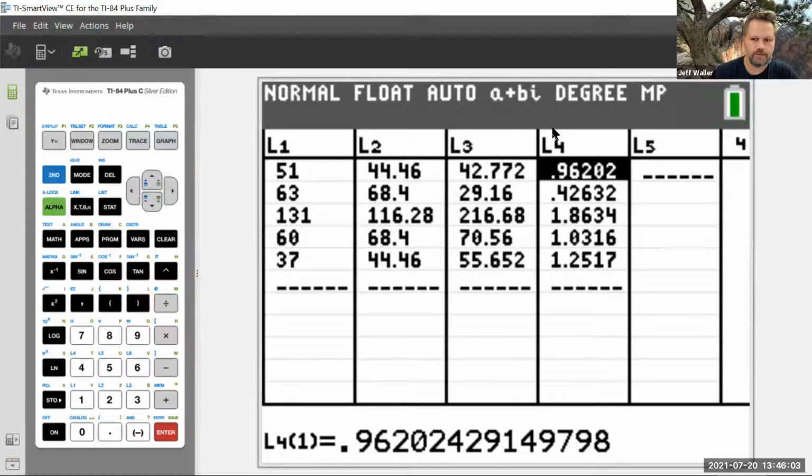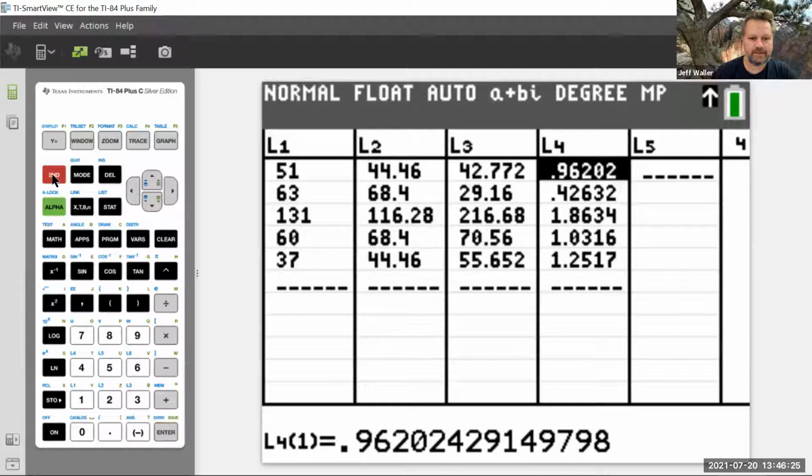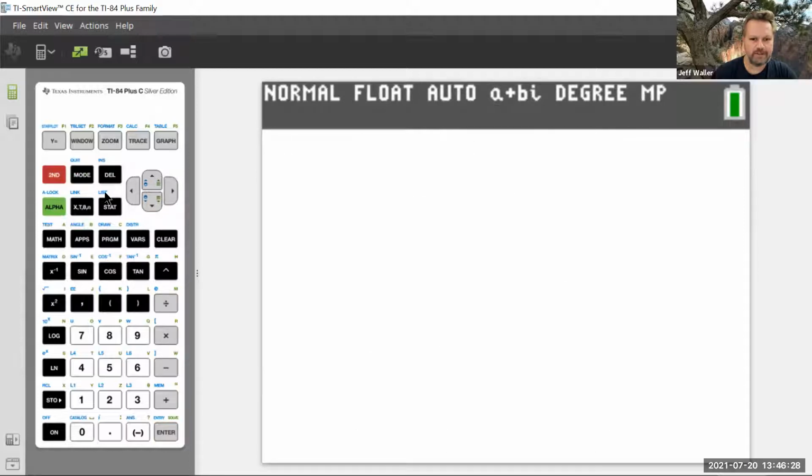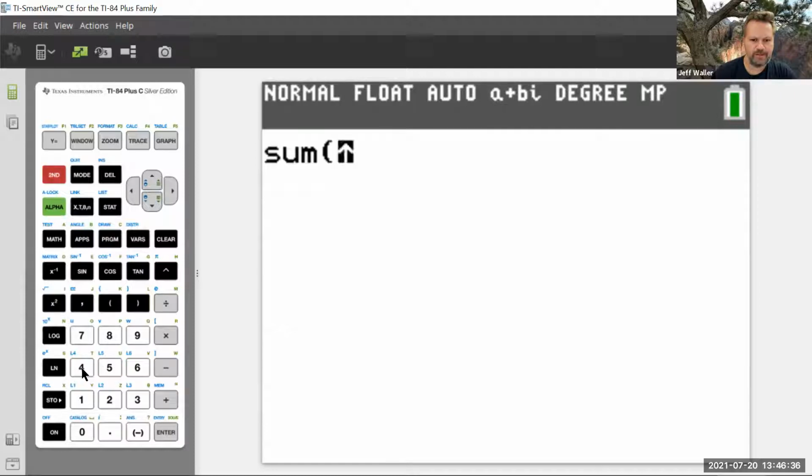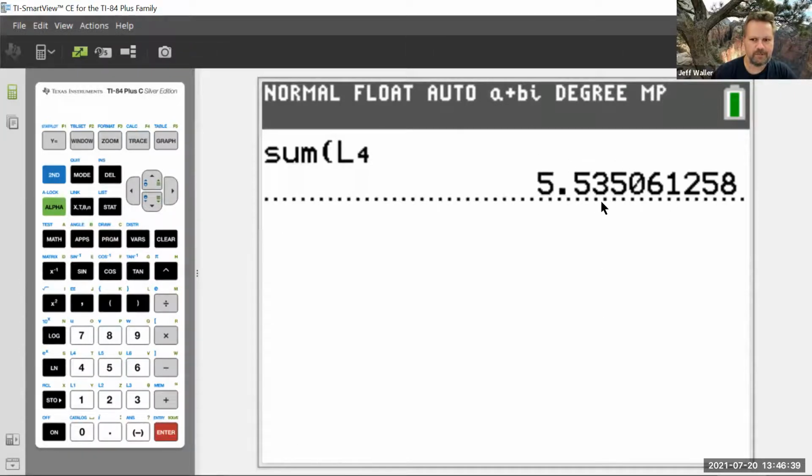Right. So what do I want to do with this column? L3 divided by L2, I've already done that, right? Yep. What do I want to do with those values now? Find the sum. You guys remember how to do that? You hit second quit, go to second stat to go to list, Math, sum, and sum up L4. There's my chi-squared. There it is.